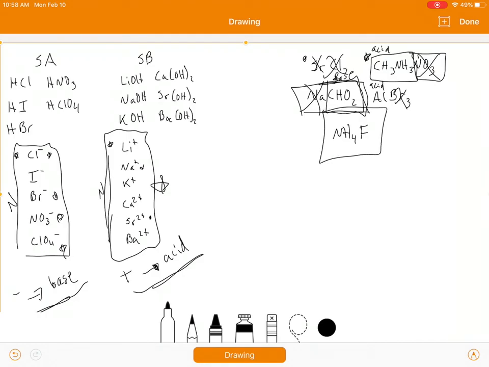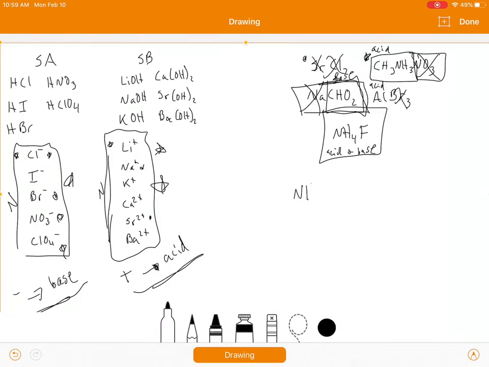The last one, your cation is ammonium. Do you see ammonium here? Nope, so that's an acid. Fluoride, do you see fluoride over here? No. So in this case, we have both an acid and a base working together. So how do we determine whether the solution will be acidic, basic, or neutral? Well, you have to look at their K values.